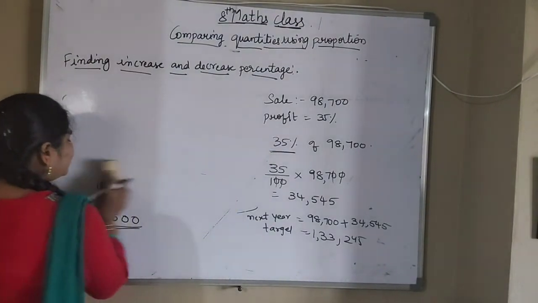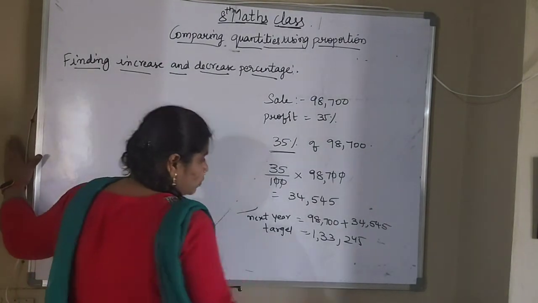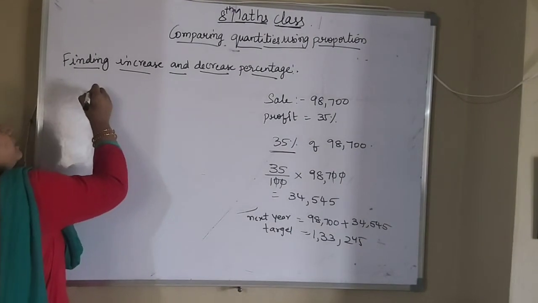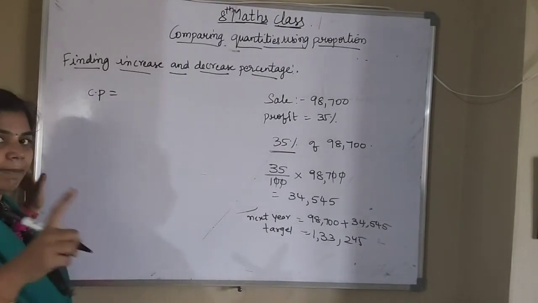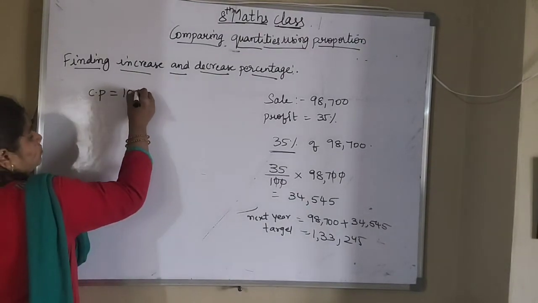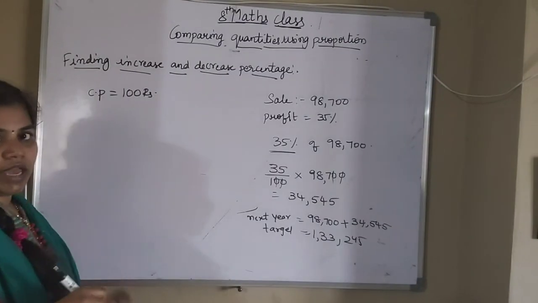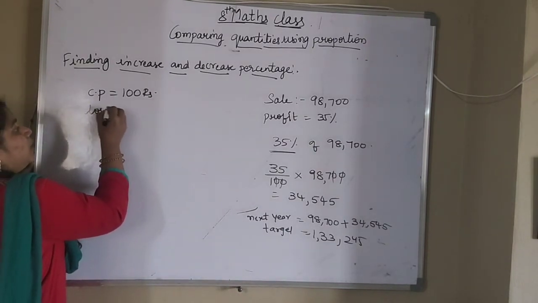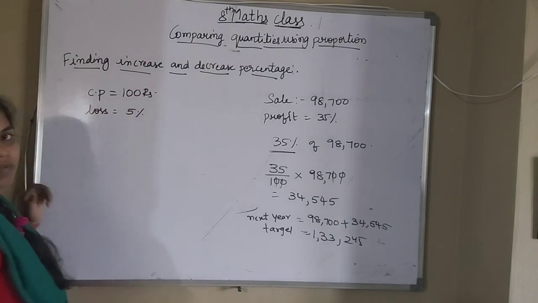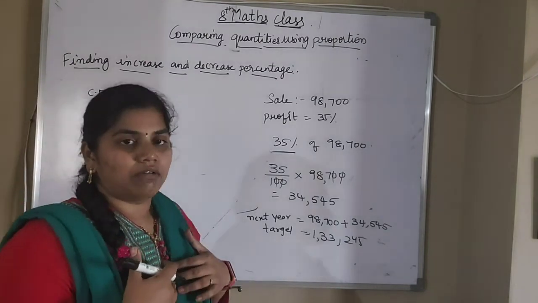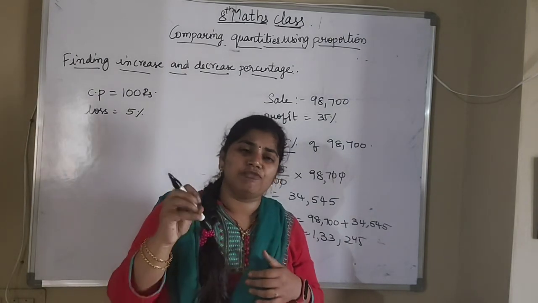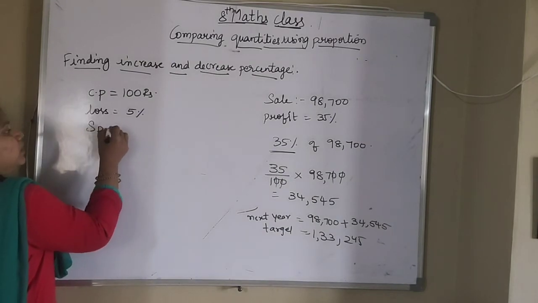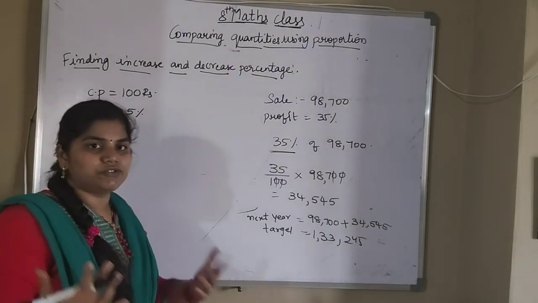In the same way we will find the decrease percentage also. So for decrease percentage I am taking one more example. I bought a pen for 100 rupees. After selling, I got a loss percentage of 5. Okay, I bought one pen for 100 rupees. After selling that, I got 5% loss. So what do I have to find? Selling price. For how much price I have sold, I have to find.